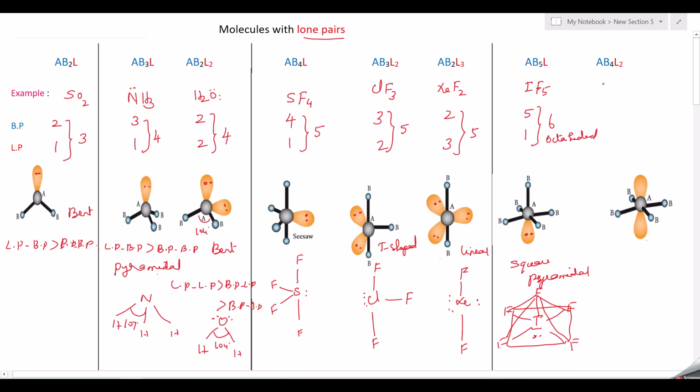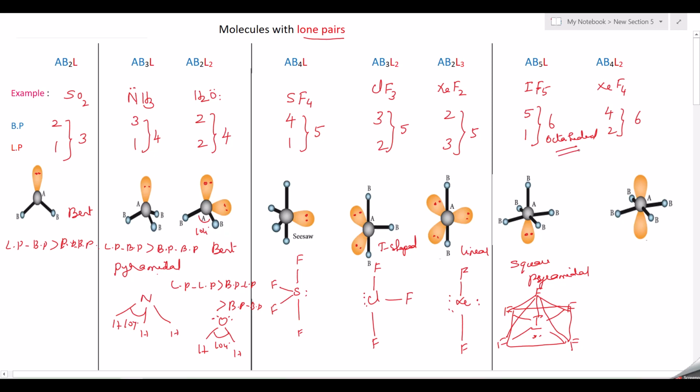Next we have AB4L2. Example here, xenon tetrafluoride. Xenon is the central atom. 4 fluorine atoms are covalently bonded to xenon, so the total number of bond pairs is 4. Lone pairs you have 2. So totally 6 electron pairs.